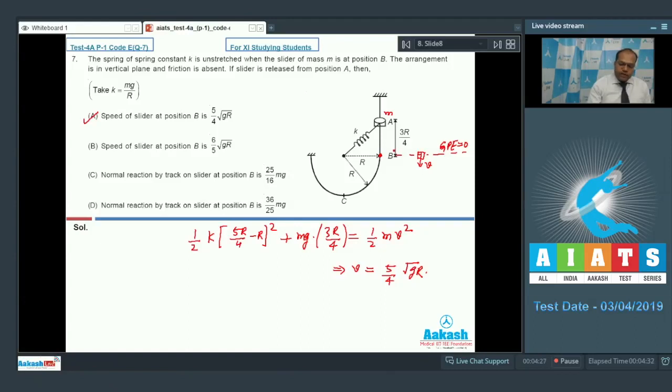Now at the moment when the slider reaches position B, the normal reaction experienced by the slider due to track is in this direction. So N is equal to m into v square by r, as the spring is in natural length and friction is absent. So if I substitute the value of v square, then it comes out to be 25 by 16 mg. So option C is correct. So the correct answers for question number 7 are options A and C. Let's move to question number 8.